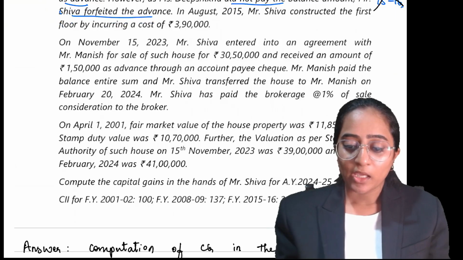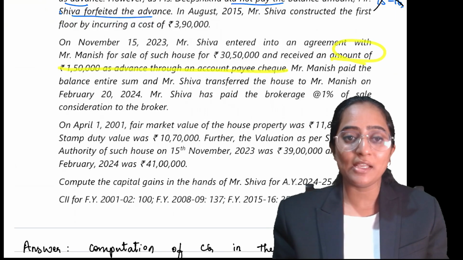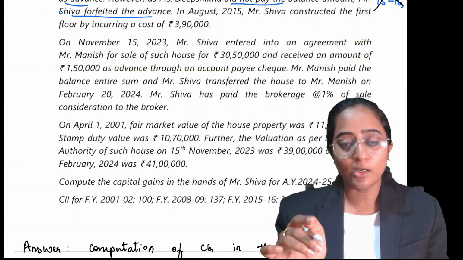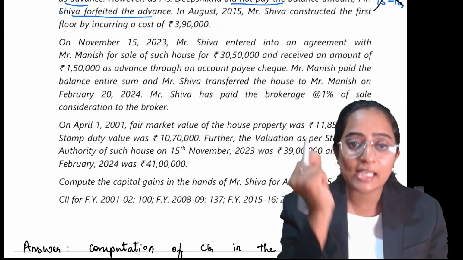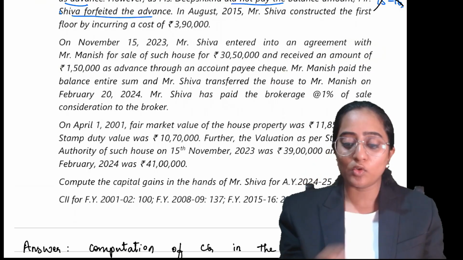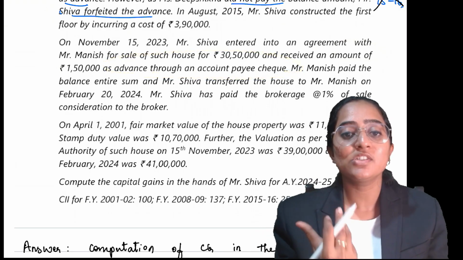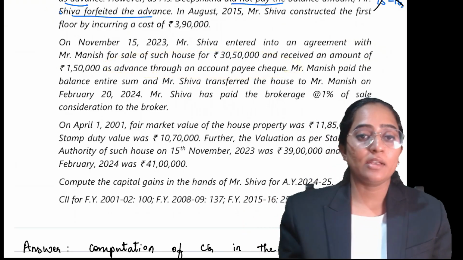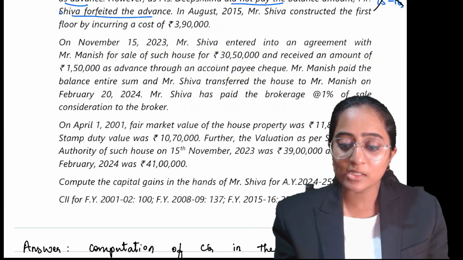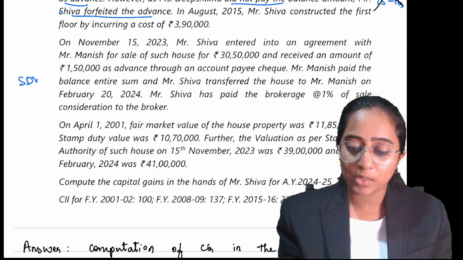People, all of us know, if the advance is received through account payee cheque, we are going to consider the sale, that is SDV, as on the date of agreement only, because you have complied with the provision, that is advance transfer through banking channels, account payee cheque, account payee draft, or any other clearance mode. So I'm going to consider the SDV as on the date of agreement only.